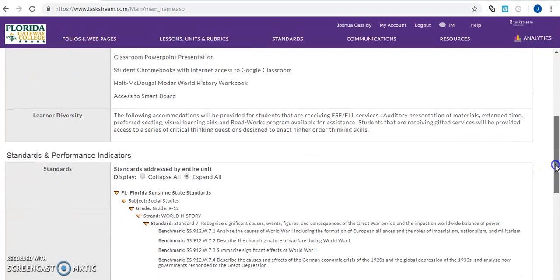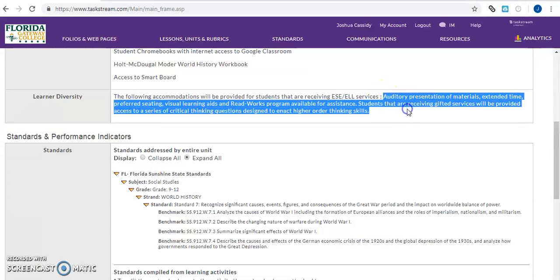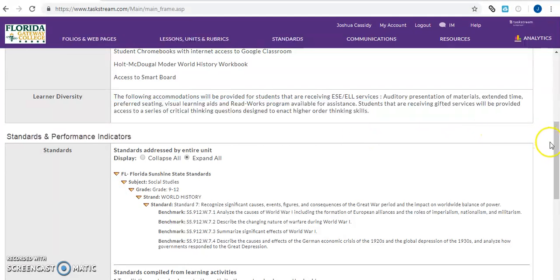Board. The learning diversity, because I do teach ESE and have kids that are ELL learners also, I make sure I have all the necessary information provided for them. So as I highlighted here, I have the auditory presentation materials, extended time, whatever they need, I have it. Because my class, I do pull kids out and work with them in an ESE inclusive room, we have those resources, so it works out pretty well for them.